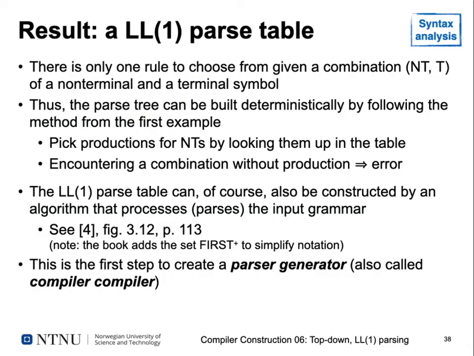So the result of our approach here is that we've produced a parse table for an LL1 parser that contains only one rule to choose when we have a given combination of a non-terminal and a terminal symbol. This means that the parse tree can be built deterministically by following the method from our first example here. So first we pick productions for non-terminal symbols by looking them up in the table.